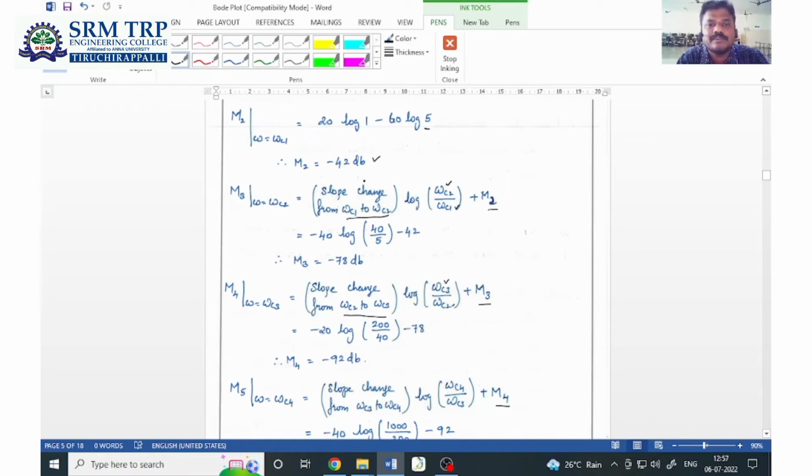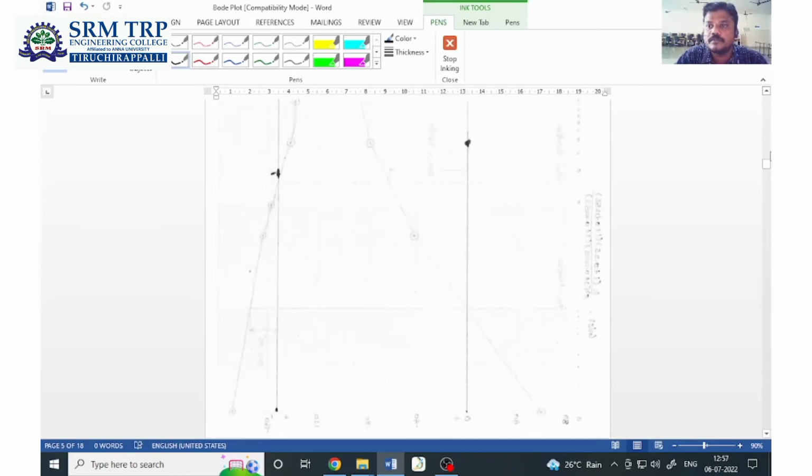Now a few students have this doubt: sir, what is that slope change from omega c1 to c2? Very simple. You have to check the table and the term corresponding to the first term where you put, that will be the slope change. Here I am going to show you the slope change from omega c1 to c2. So here we will go back to the table.